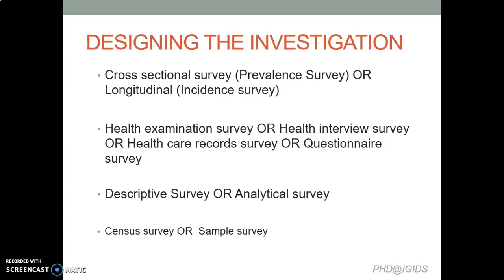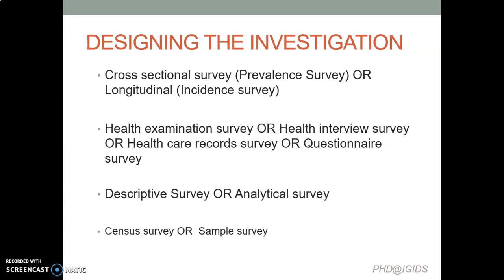So that is called a health examination survey. That is the second classification. The third classification is when you are trying to describe the prevalence. You are not trying to analyze why caries is more or why caries is less. If you are going to analyze those data, it is called an analytical survey. If you are just going to describe the prevalence, it is going to be a descriptive survey.